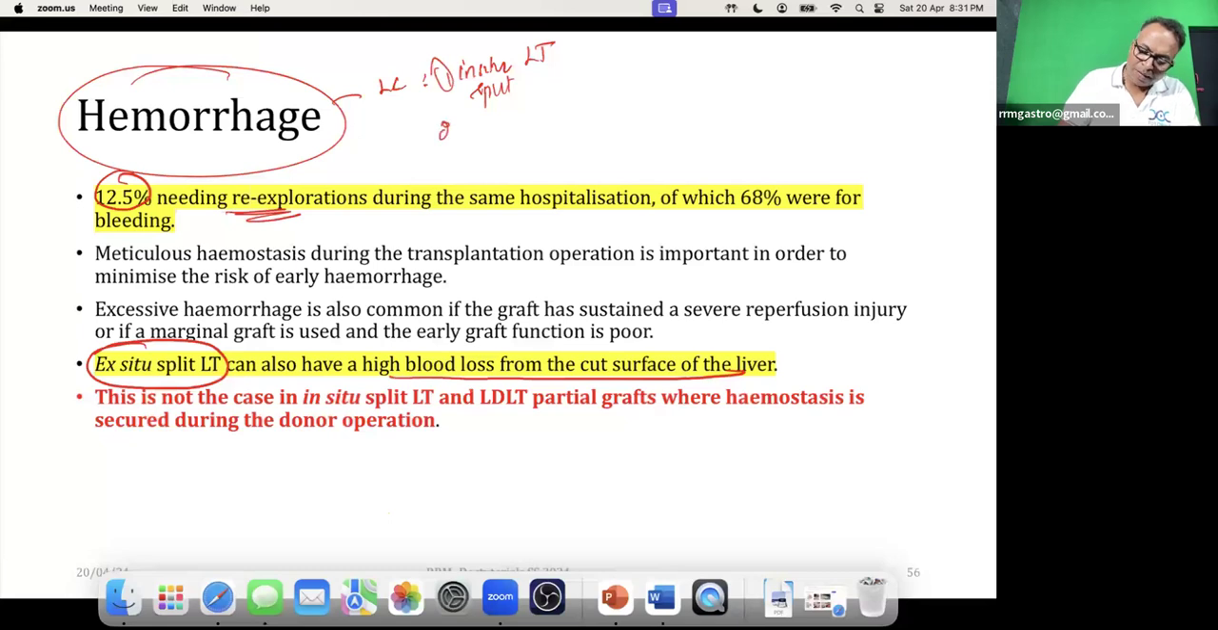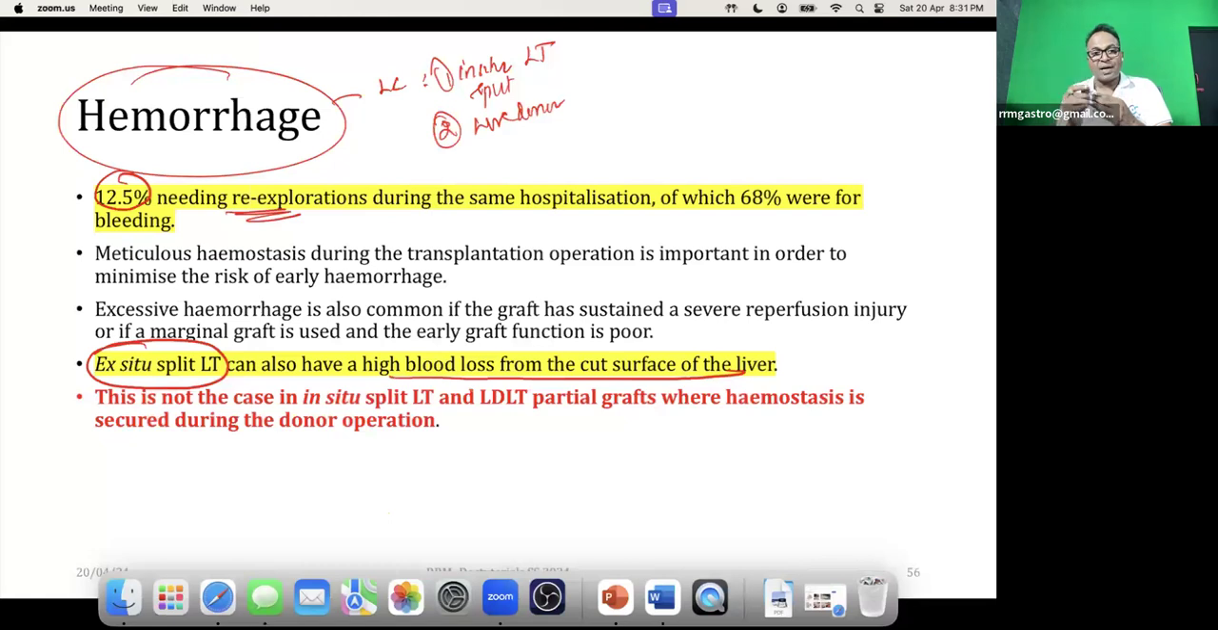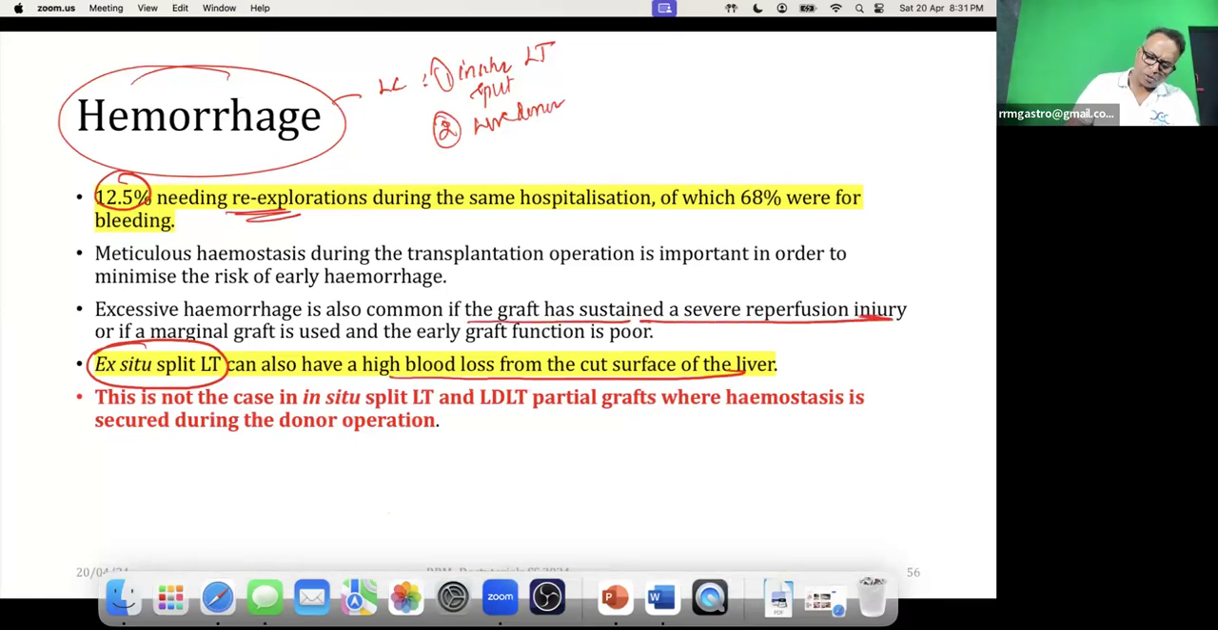Number 2, in live donor transplant, it is less common because in live donor also, from the cut surface, we meticulously arrest the hemostasis. So excessive hemorrhage is also common if the graft has sustained a severe reperfusion injury. That is also a reason. But very commonly, MCQ point, who will get hemorrhage more commonly? Mean ex situ split liver transplant will get hemorrhage more commonly.